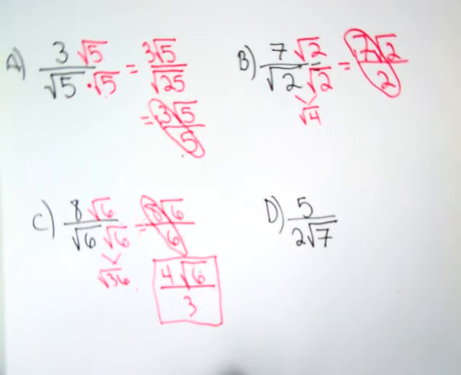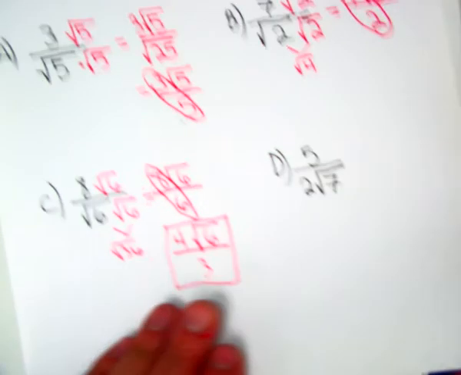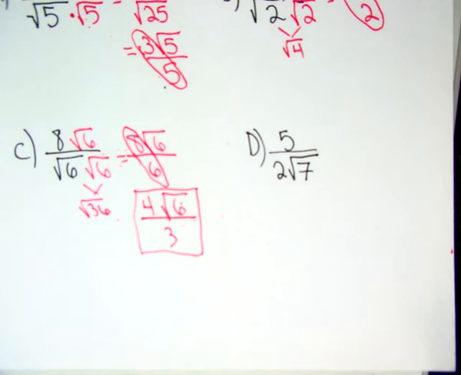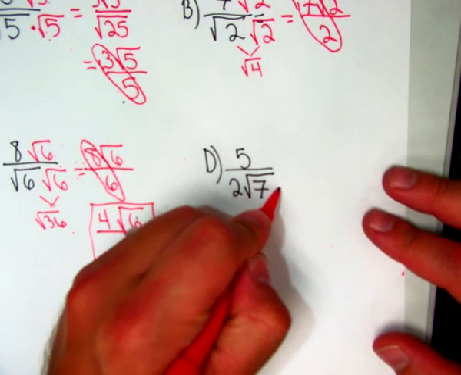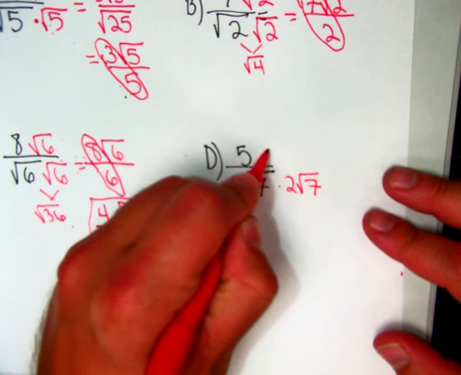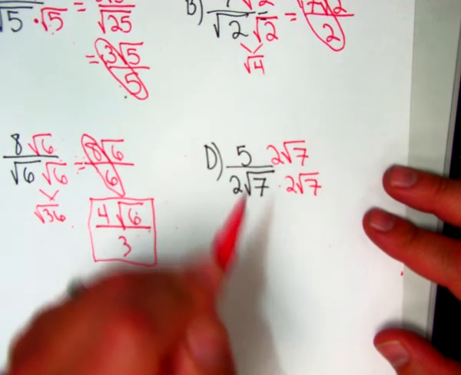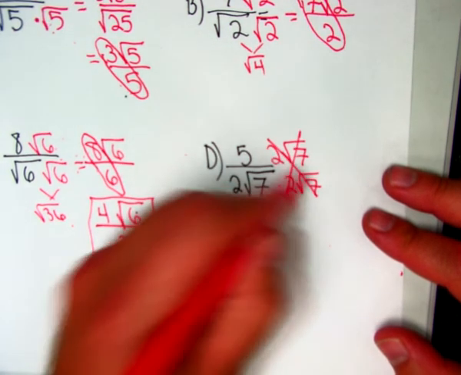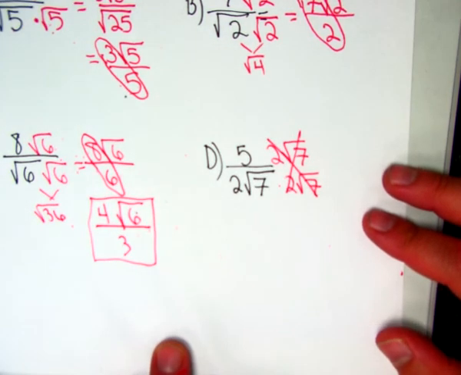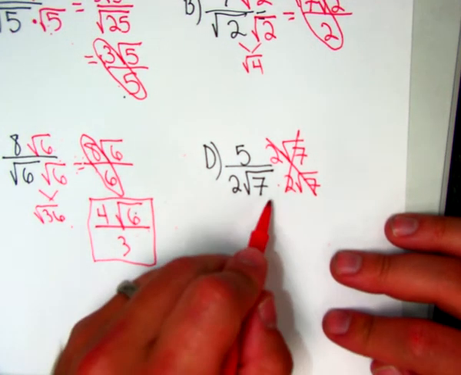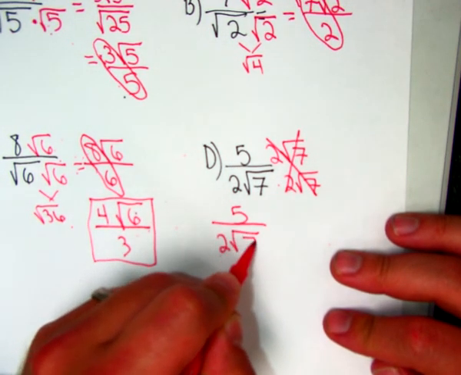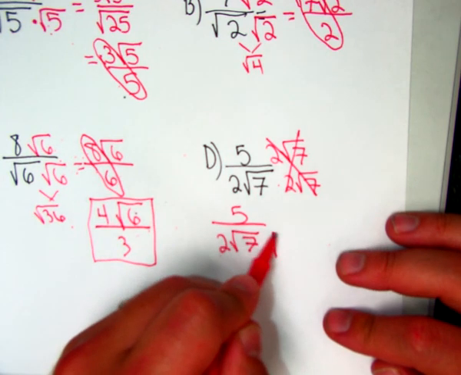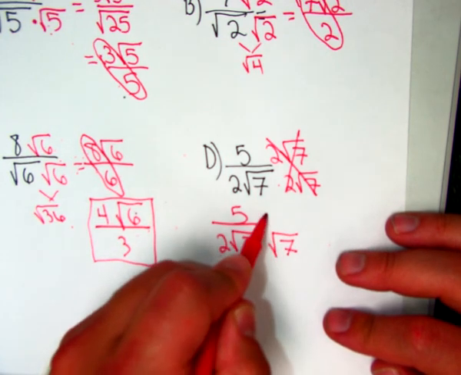Now, letter D. These are the ones that are a little bit more challenging for people. Because we have that 2 on the outside, the general thing people try to do is multiply by 2 square root of 7 and 2 square root of 7. This is wrong. We don't multiply by the whole denominator. Remember a minute ago I said that we only multiply by the radical. So if we have 5 over 2 square root of 7, the radical that we're going to multiply by is square root of 7.